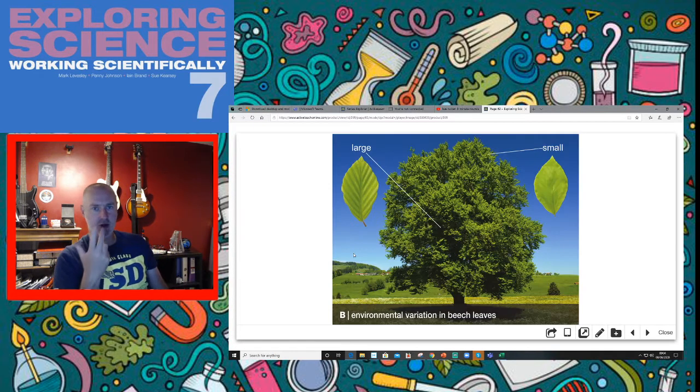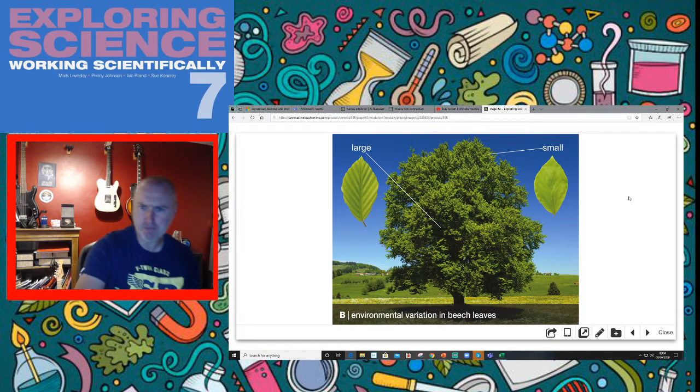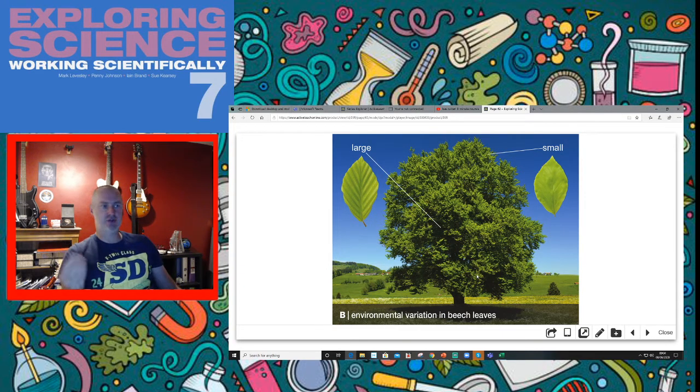Now, a lot of the questions I see are based on plants when it comes to environmental variation. So let's have a look at this one. First of all, we have a tree here. What kind of things does the tree need? Okay, well, the tree needs sunlight, the tree needs water, the tree needs carbon dioxide. Of those three, which one do you think they'll always have enough of? Hopefully your answer is carbon dioxide.